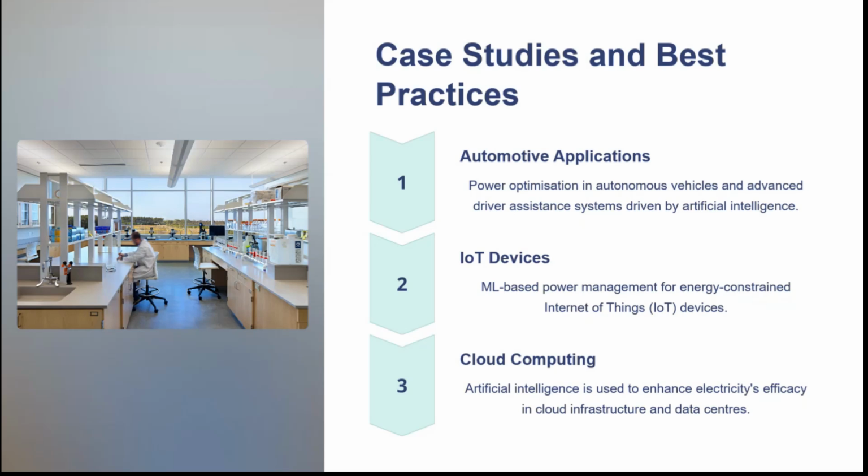In automotive applications, power optimization plays a major role in autonomous vehicles and advanced driver assistance systems, which are driven by AI models. Then one more is IoT devices. Here, ML-based power management for energy-constrained Internet of Things devices is one of the best practices in reconfigurable architecture.